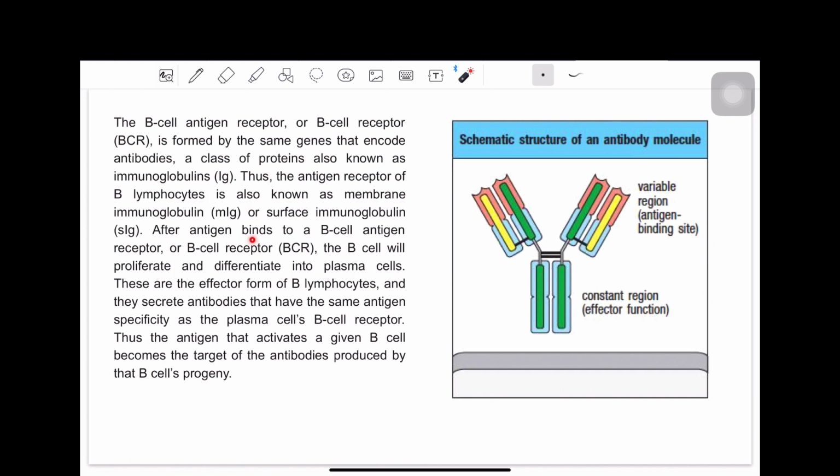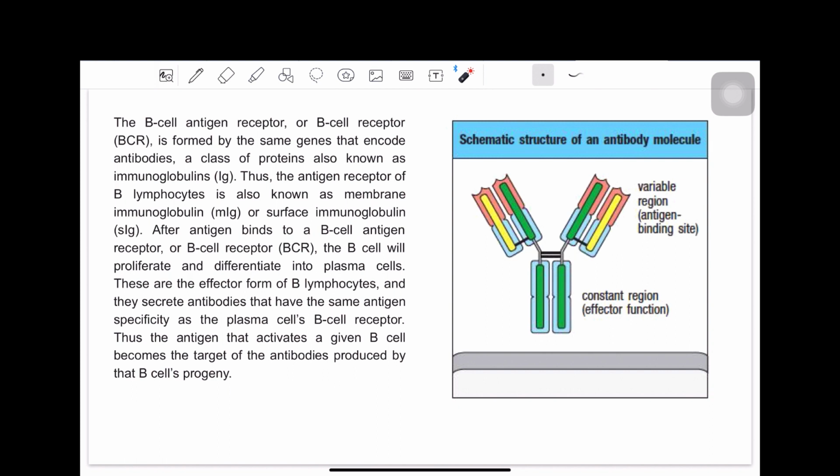Now, when antigen binds to a B cell antigen receptor, or also called the BCR, the B cell proliferates and differentiates into plasma cells. Now, these plasma cells are the effector B cells. Effector B cells means that they secrete antibodies and have the same antigen specificity as the B cell receptor. So here we need to understand very clearly how the B cells secrete antibody?